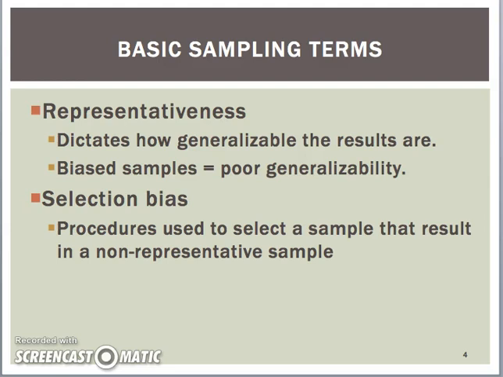And then the last term I want to talk about is selection bias, which are procedures that are used to select a sample that result in non-representative samples. So when you are selecting your population, there may be a particular subset of individuals in the population that you are unaware of and neglect, or the way in which you're selecting leaves particular subgroups out. And so when we talk about selection bias, that's what we're talking about.